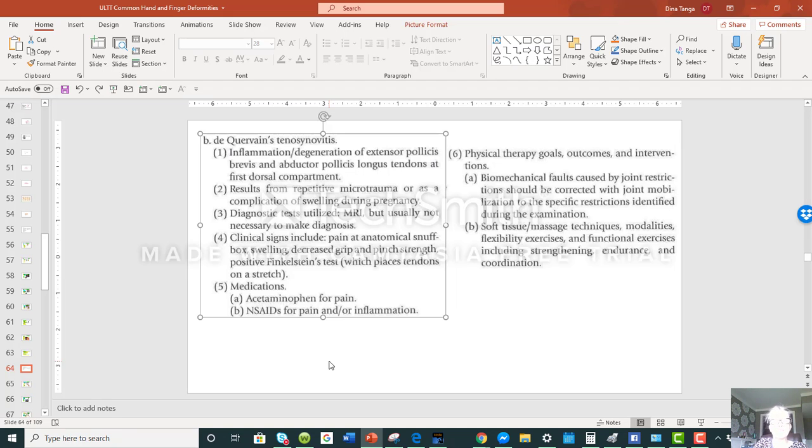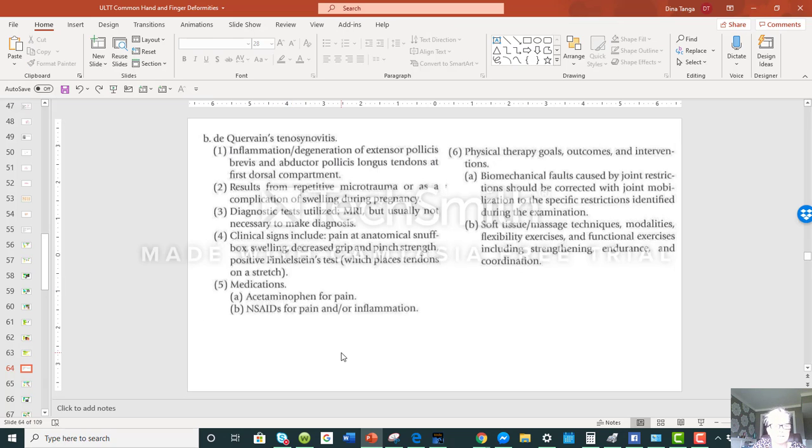Results from repetitive microtrauma or as a complication of swelling during pregnancy. Diagnostic tests: MRI is utilized, but usually not necessary to make the diagnosis. Clinical signs include pain at the anatomical snuff box, swelling, decreased grip and pinch strength, and a positive Finkelstein's test, which places the tendons on a stretch.